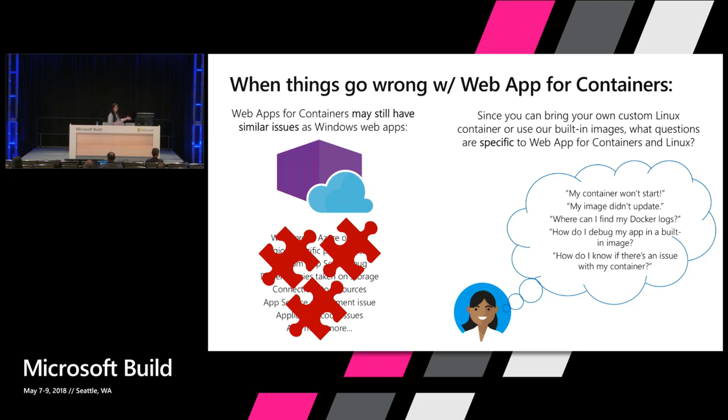Web App for Containers web apps may still have similar issues to the Windows ones. Like I said, it might be an Azure outage, might be related to your application code. So you still have that whole world of problems that could happen. However, since you're bringing your own custom Linux container or using our built-in images, there are also questions that are specific to Web App for Containers and specific to App Service on Linux. And these all have to do with containers and maybe images and Docker logs and things like that.